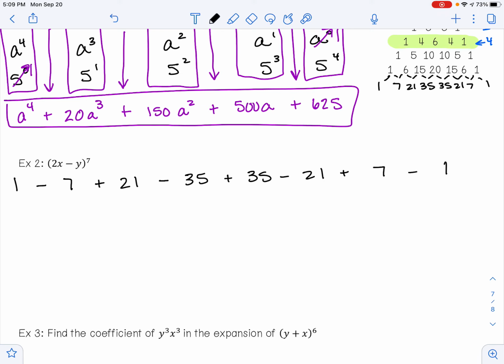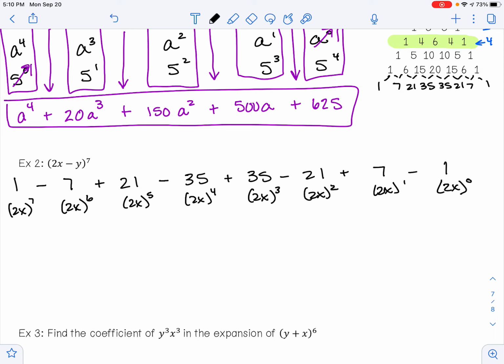And then my first term is 2x. Notice how I'm putting it in parentheses. Because my monomial has more than one factor, I need to put it in parentheses for when I go ahead and raise it to a power. So with your first term, you start with your highest exponent and you work your way down. And then our second term is y. And for that one, you start with 0 and you work your way up.